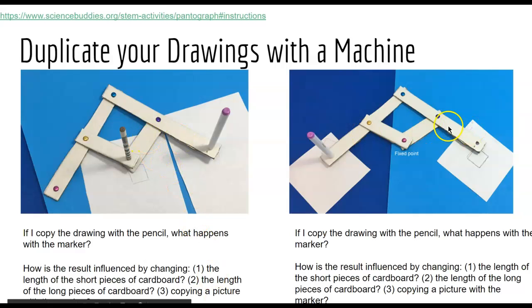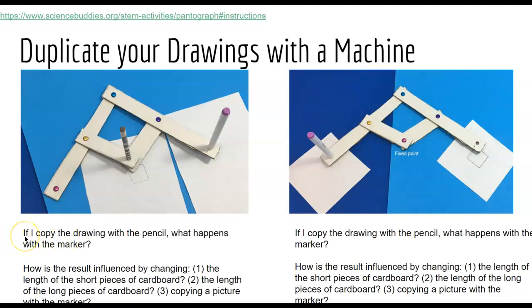So notice we have two different designs, and this is made simply with two short pieces of cardboard and two long pieces of cardboard and 4 brads. So with one design here, we put a pencil on the short arms and the pen on the long arms, and in our second design, we keep the pen on a long arm, and we put the pencil back here in a long arm.